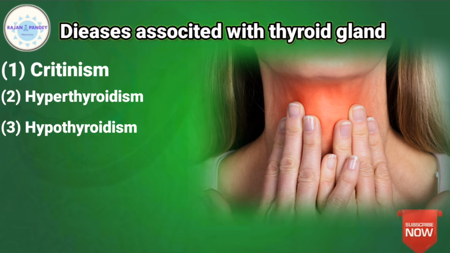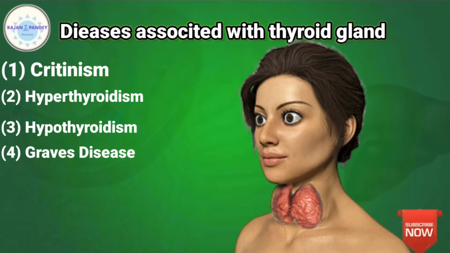The next disorder is Graves' disease. Sometimes it is also called Graves' thyroiditis. It is an autoimmune disorder in which an antibody that mimics the effect of thyroid stimulating hormone is produced, which causes hyperthyroidism, goiter, and exophthalmos. Exophthalmos is defined as the bulging of the eyeball due to deposition of fat and fibrous tissue.